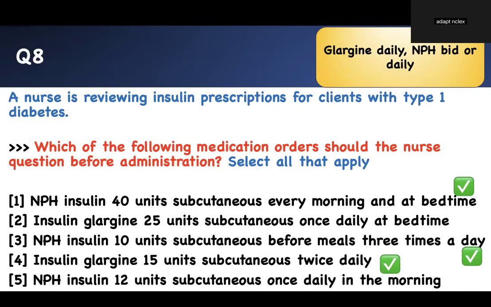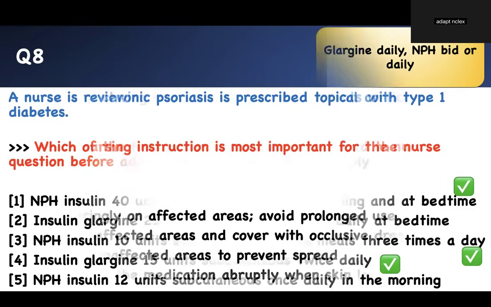That's a problem. NPH 12 units sub-Q once in the morning is okay. Get to be comfortable with insulin because it's very common. A lot of people use it. So you have to know which one is given once a day, twice a day, which one you take with a meal. That's why we have fast-acting, long-acting, short-acting, intermediate. This is insulin pharmacology strategy.